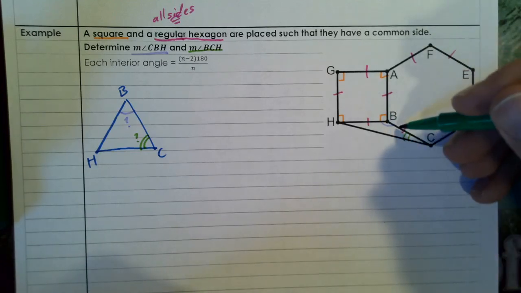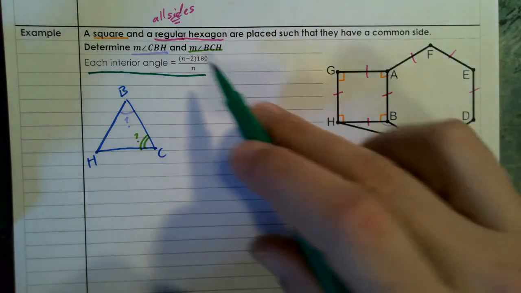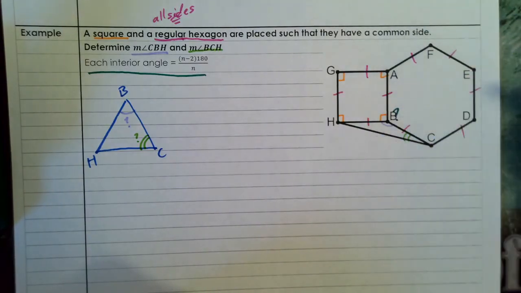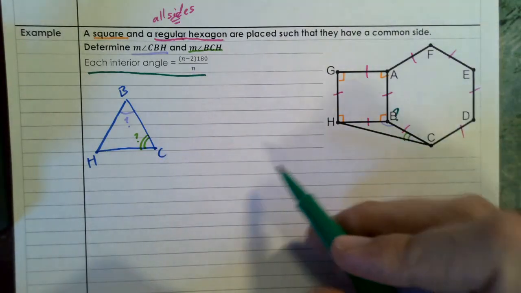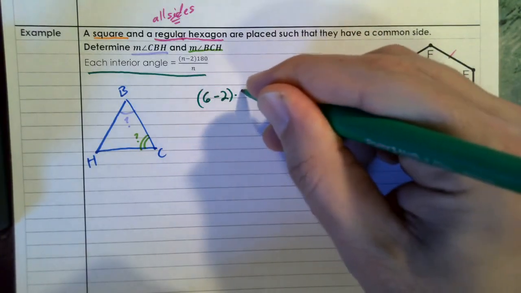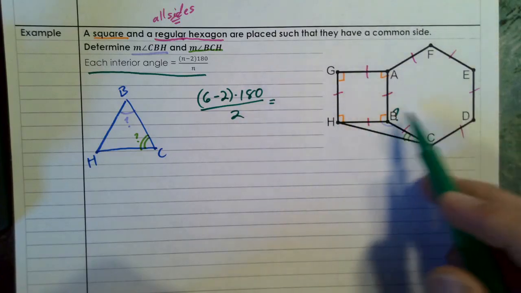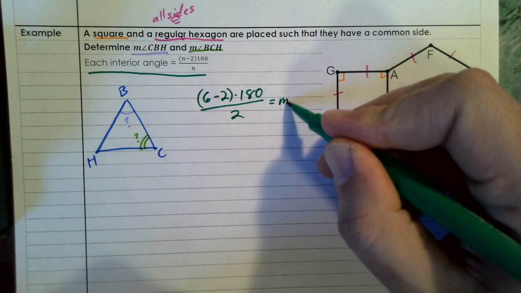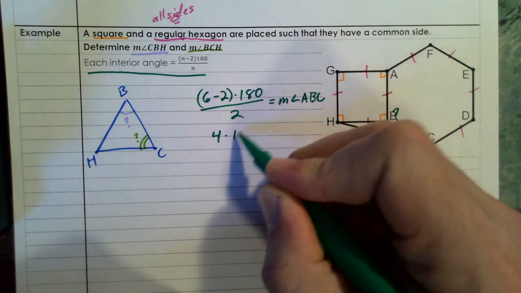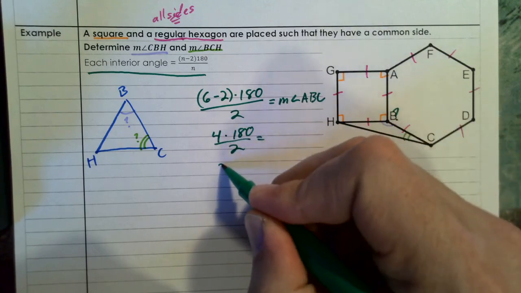So if I wanted to figure out the measure of this, I can use this theorem. Each interior angle in a regular polygon is going to follow this measure. So I could figure out this angle B on the outside here by using my little theorem here. This hexagon has got 6 sides, so I got to do 6 minus 2 times 180 divided by 2. This will tell me the measure of the interior angles, or more importantly, the measure of angle ABC. So that's 4 times 180 divided by 2. 4 divided by 2 is 2 times 180.